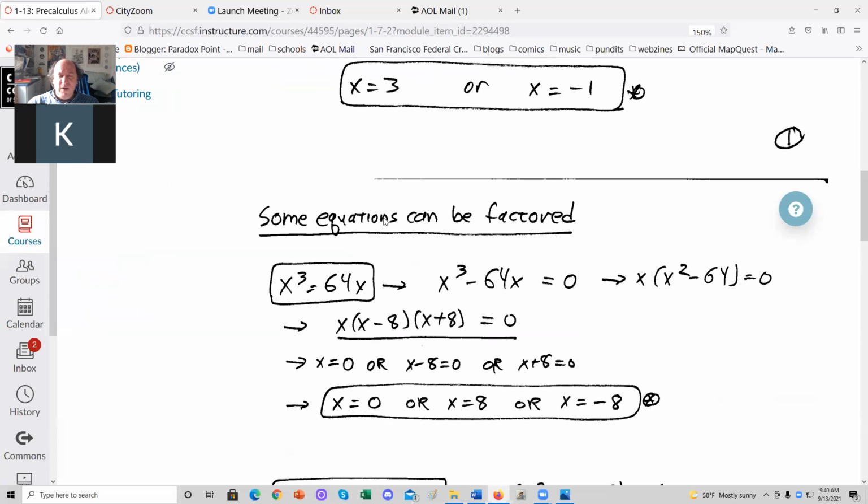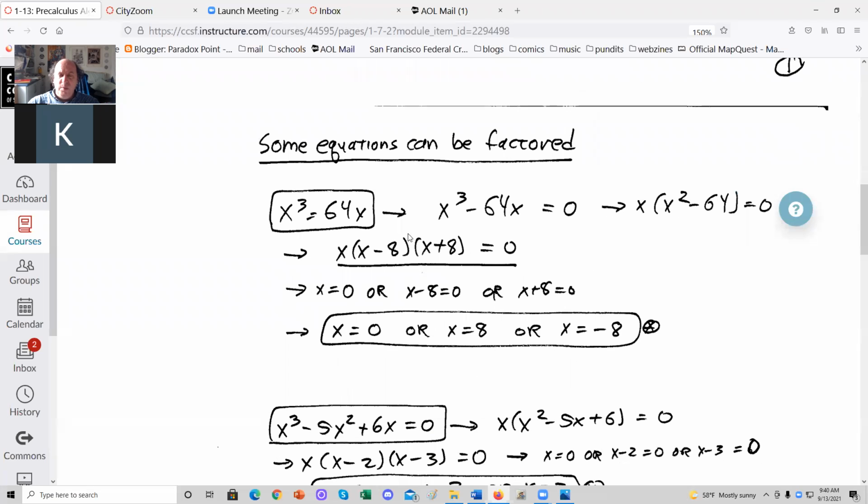Sometimes an equation can be factored. x cubed equals 64x, so write that as x cubed minus 64x equals 0. Or we can factor an x out of this. x times (x squared minus 64) equals 0. We can factor this a little further. x squared minus 64 is x squared minus 8 squared. That factors into x times (x minus 8) times (x plus 8) equals 0.